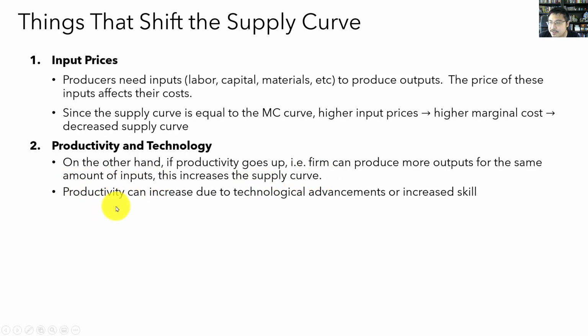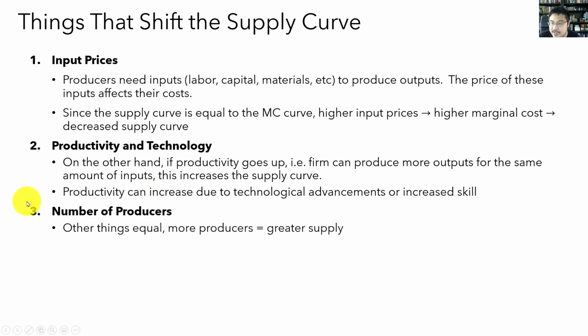How can productivity increase? The most common way is due to technological advances, right? When we invent new types of machinery or new types of software or new types of processes that increase our productivity, that's how productivity goes up. Another way is through increases in human skill, right? So as someone spends more time working on a particular problem, they start to be able to solve those kinds of problems much faster, and their productivity goes up, all right? So technology and skill are two of the main ways that productivity increases.